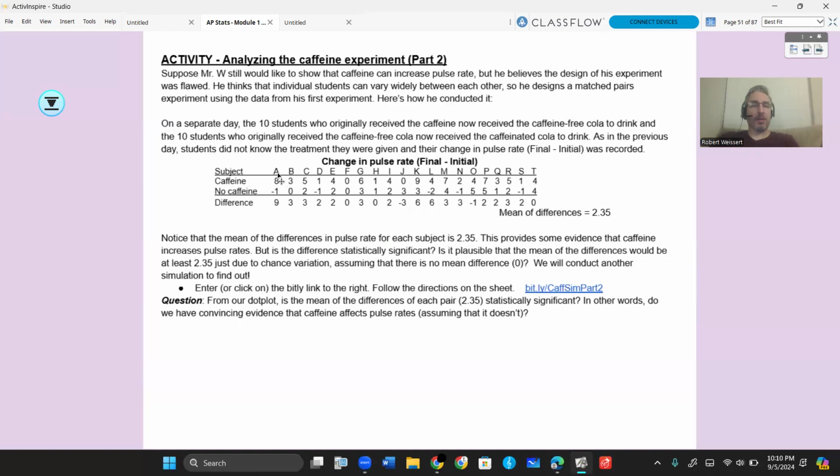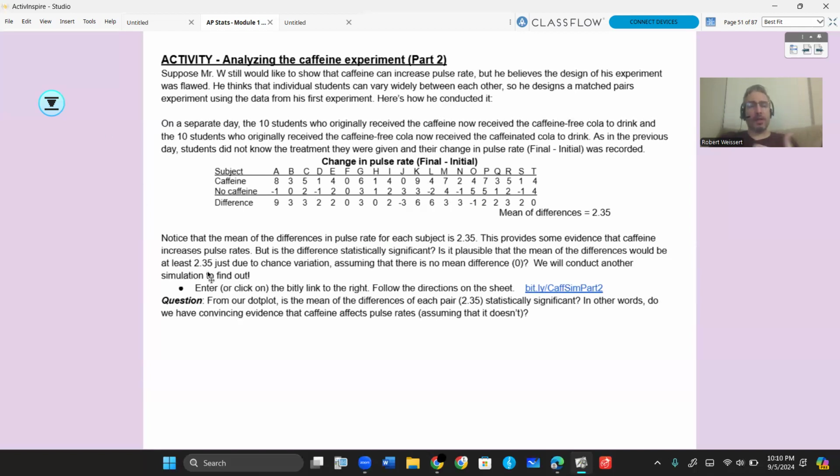Okay, so if you look at the subjects, each of these letters are the 20 subjects, and these numbers represent the difference in pulse rates, final minus initial, for the caffeine versus the no caffeine. And we basically subtract these within them, and you get all these mean differences down here. If you get the average of them, it ended up being 2.35, which is a little bit higher than prior to. Now, this may indicate that caffeine actually does have an effect on pulse rate.